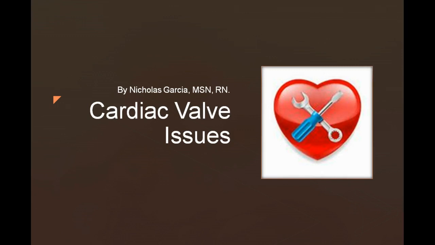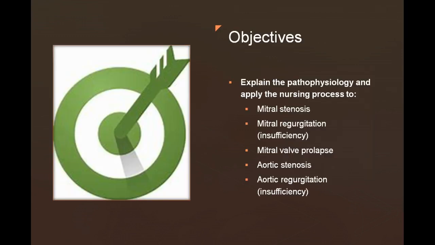Professor Garcia had asked me to go over this last PowerPoint that we weren't able to review in class together this morning. This one is going to be focused on cardiac valve issues. We're going to be looking at the pathophysiology and the nursing process and interventions related to each of these cardiac valve issues. We're going to look specifically at mitral stenosis, mitral regurgitation or insufficiency, mitral valve prolapse, aortic stenosis, and aortic regurgitation or insufficiency.